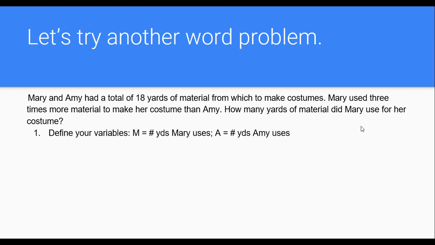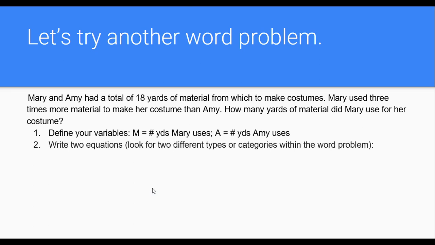So we define our variables, Mary and Amy. So M, Mary, number of yards she uses, A for Amy, and the number of yards she uses. And then we need to look at our 2 categories. What are our totals that we are comparing? In this case, we know that there's a total of 18 yards of fabric being used.